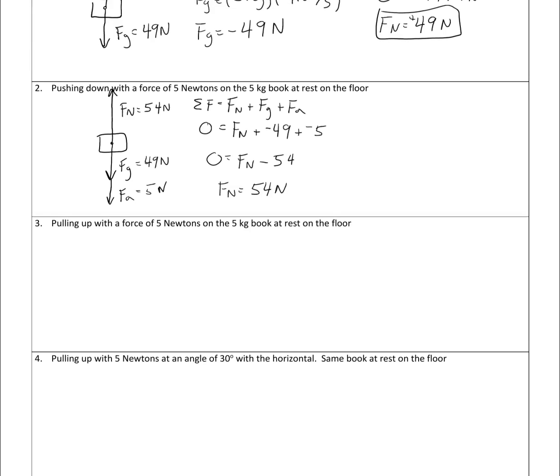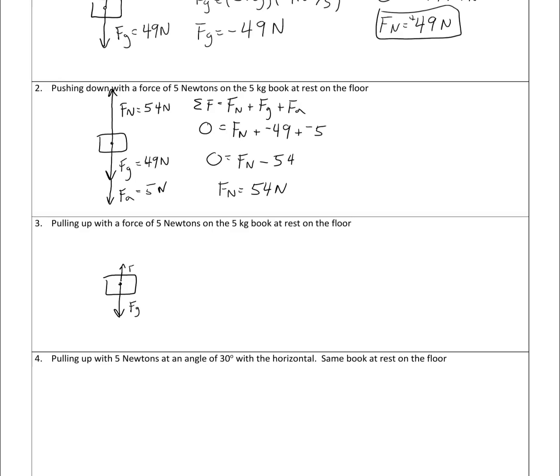3. You're pulling up with a force of 5 newtons on the 5 kilogram book at rest on the floor. Almost identical situation. One key difference. Now you're pulling upward with an applied force. And maybe I should draw these vectors a little bit smaller. You want to draw the weight about the same size every time because the weight doesn't change.